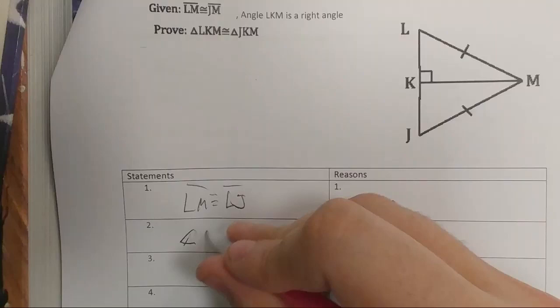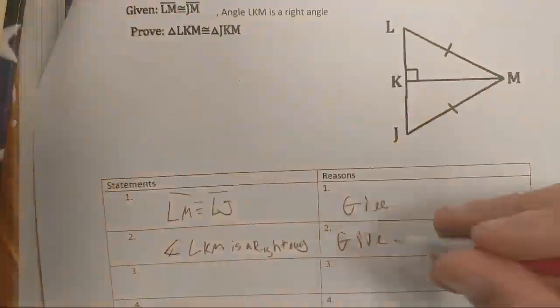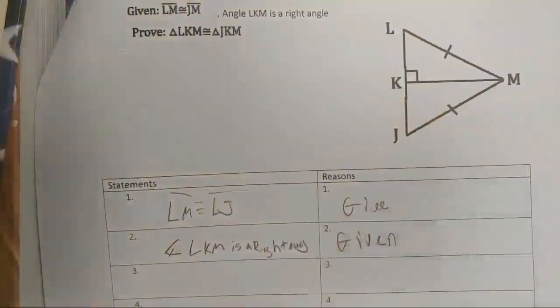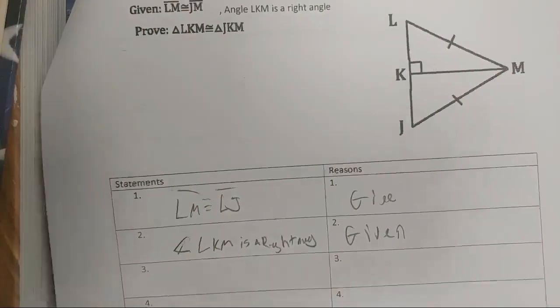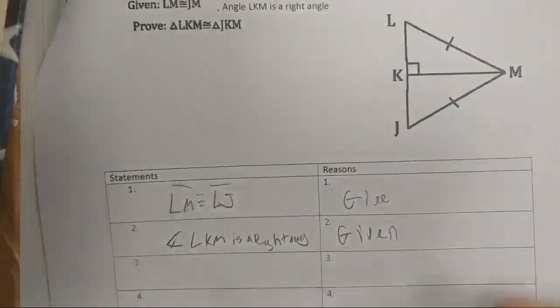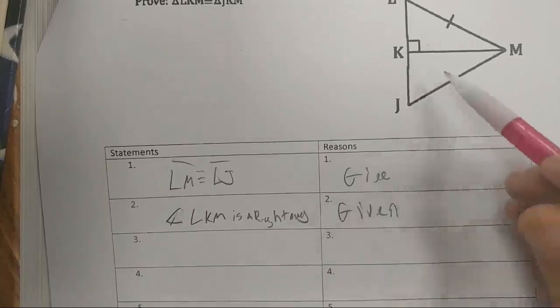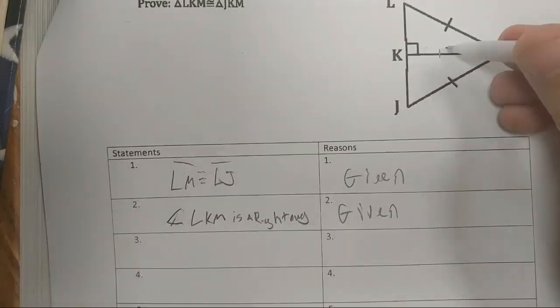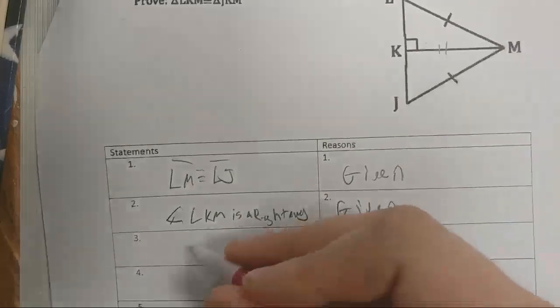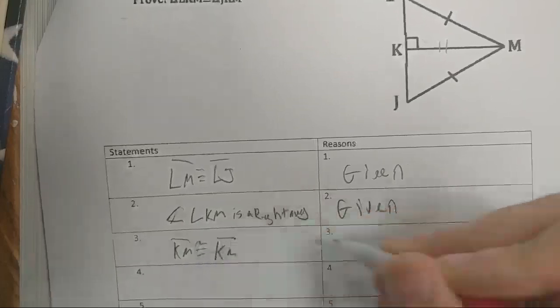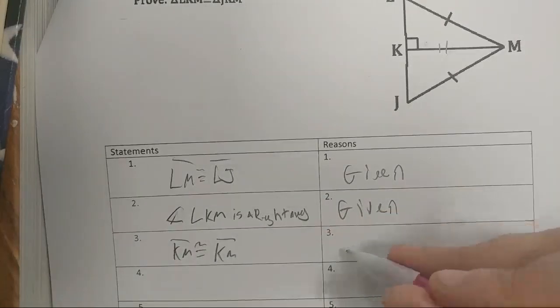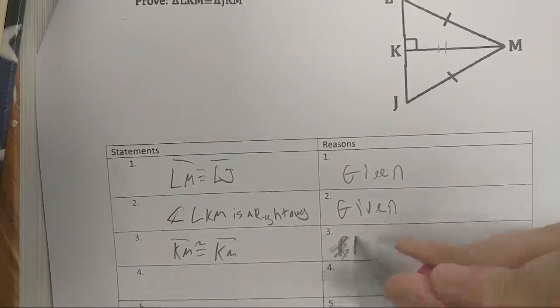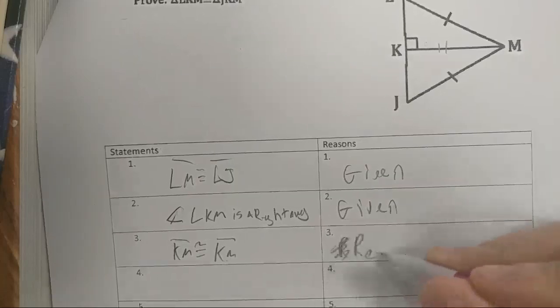Hey, my camera froze. So this is a right triangle. Now what's very useful about right triangles is that all we need is the hypotenuse and the leg to prove it. So we have the hypotenuses equal to each other. That was given. And we know this leg is equal, because KM is congruent to KM. And that's true because of reflexive property.